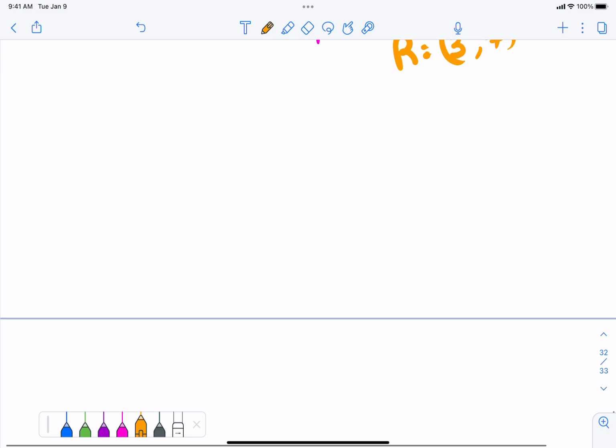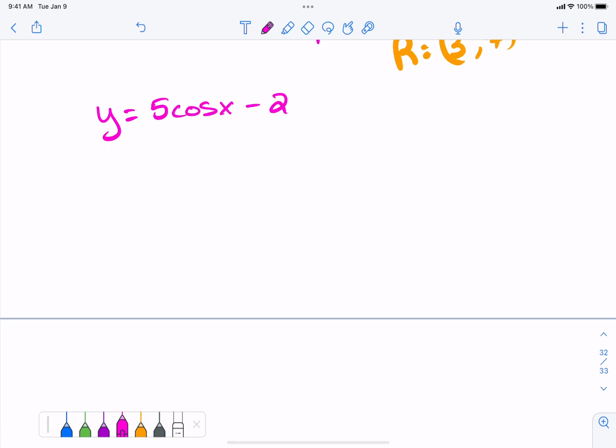I don't want you to graph it. I want you to tell me the domain and range. Y equals 5 cosine of x minus 2. Don't graph it, just tell me the domain and range. You write it down. Okay? Domain we know is all reals. You should have that figured out. But figure out how high it will go, how low it will go.